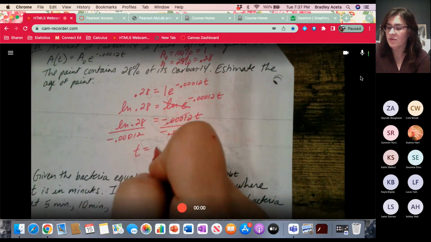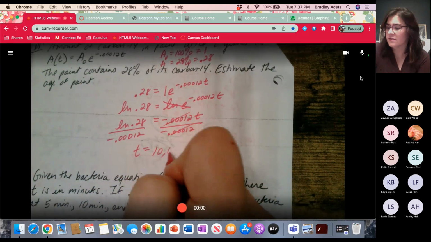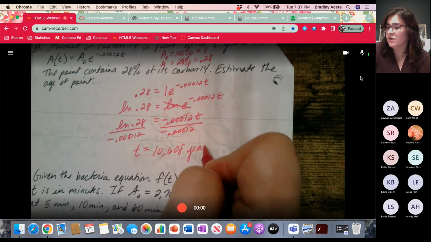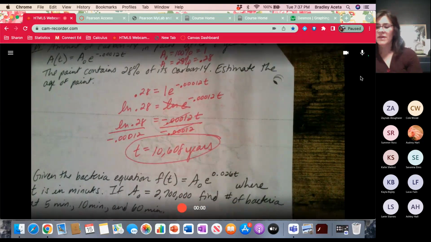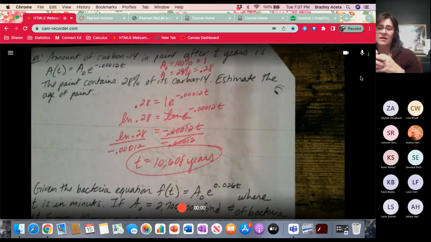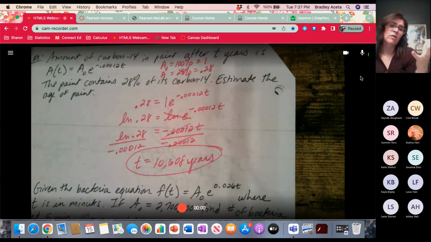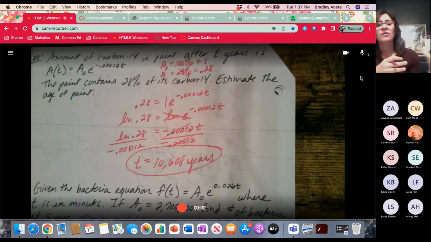So the estimated paint, that's kind of crazy, 10,000 year-old paint. But that's how you would do that problem. And they're going to have a problem just like that. I've seen it a couple of times. Even my students had it. You just call A sub 0, 1. You have 1 of 100% of it. Now what you have left is 0.28. And then it's as simple as taking an ln.